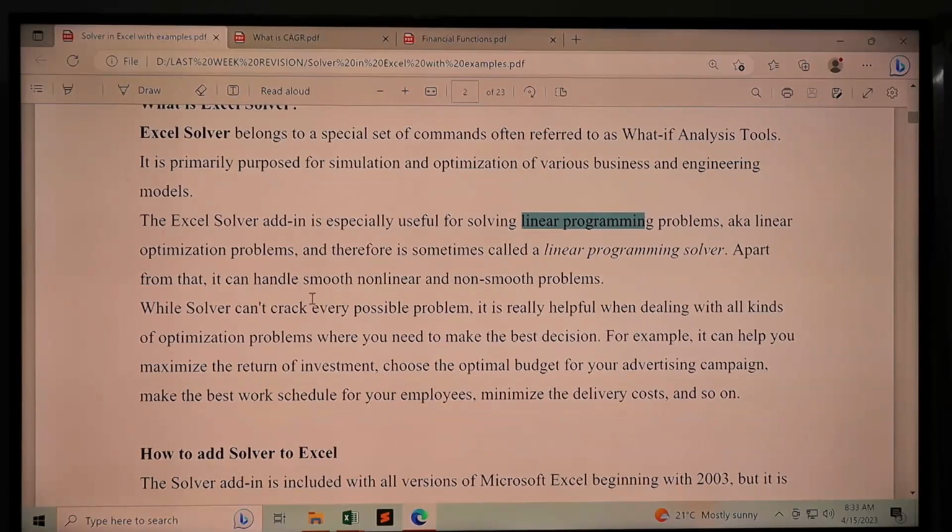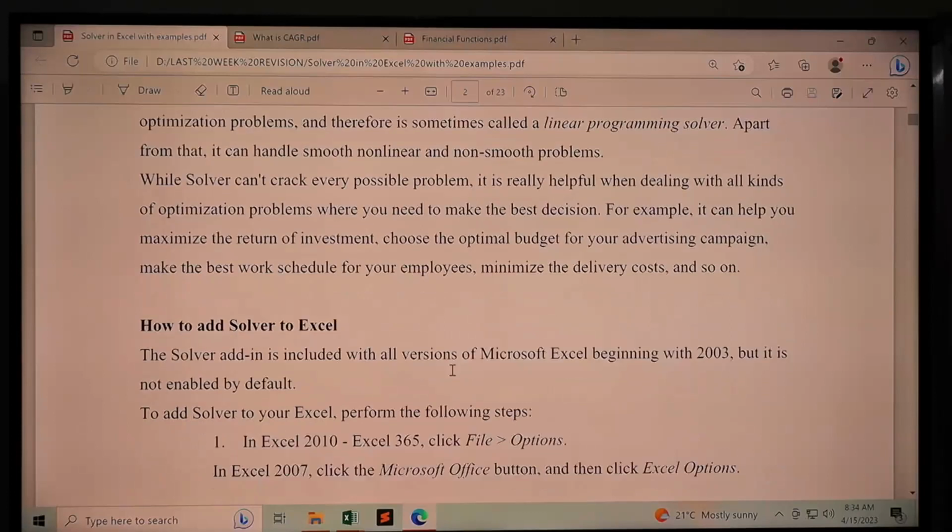While solvers sometimes may not crack very difficult logical questions, most of these questions it can handle. They can help you maximize the returns of an investment, for example, choose the optimum budget for your advertising campaign, make the best work schedule for your employees, or minimize the delivery cost. So that is another function you can use.